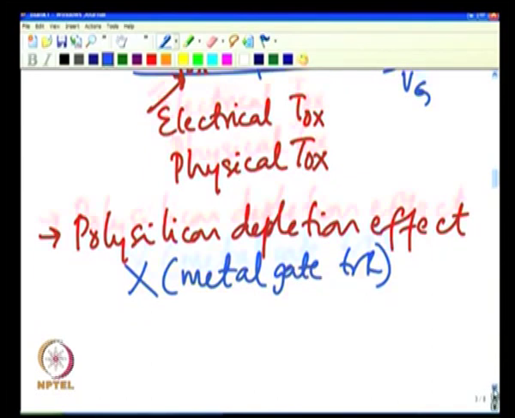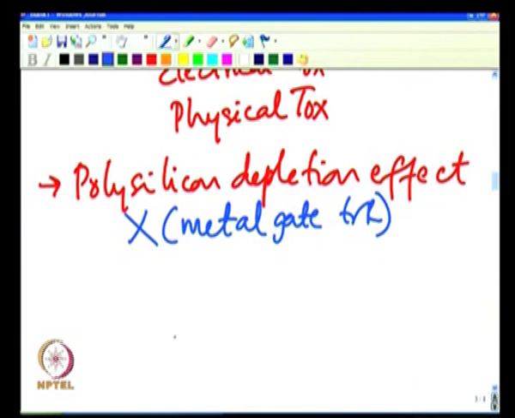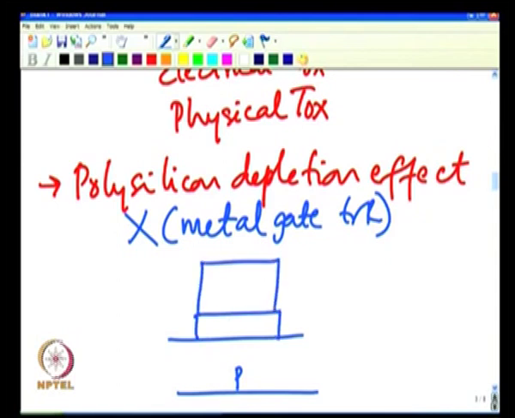Polysilicon depletion is the case, just for completeness, let us also look at what it is. You have p silicon and this oxide, and this is polysilicon. And this polysilicon is supposed to be doped with, if it is an NMOS kind of a transistor, this will all be supposed to be N plus, heavily doped N plus. But let us say for some reason it is not very heavily doped. If it is not very heavily doped, it is more like N minus.